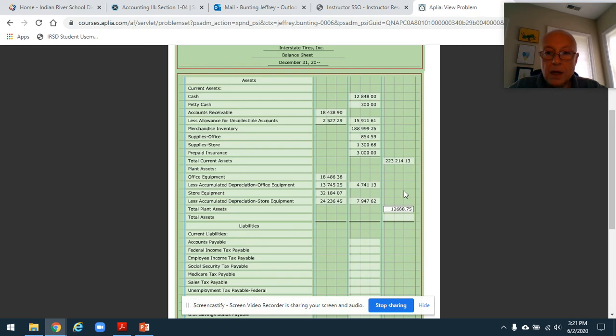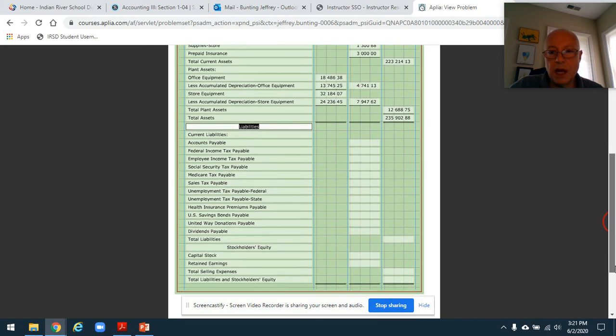Okay, and then we have some of our current assets and some of our physical plant assets. So this plus this is going to equal 235,902.88. Okay, so this is the tough section. It's a little more lengthy section in our problem here.